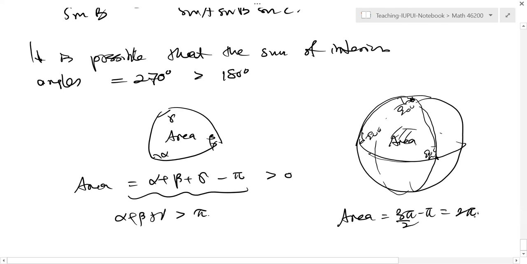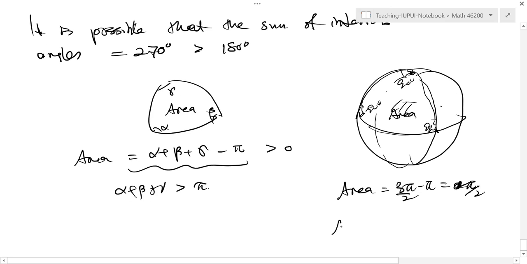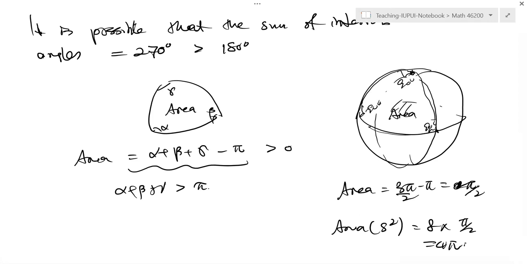It's pi over 2. Pi over 2. But how many pieces here? You have 8 pieces. So the area of the whole sphere is 8 times pi over 2. It's 4 pi. Okay? That's the truth. The area of the whole unit sphere is 4 pi. Okay? So let's stop here.